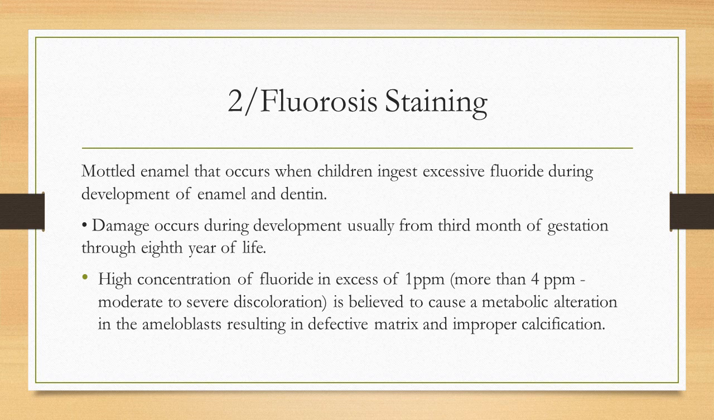So the normal concentration of fluoride is 1 part per million, but if it increases to 4 parts per million, then a moderate to severe discoloration happens. And definitely it affects the ameloblast cells themselves. So the metabolic alteration of the ameloblast will give you a defective matrix and improper calcification.